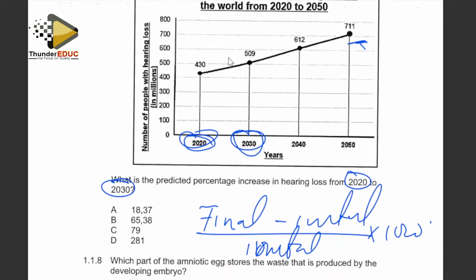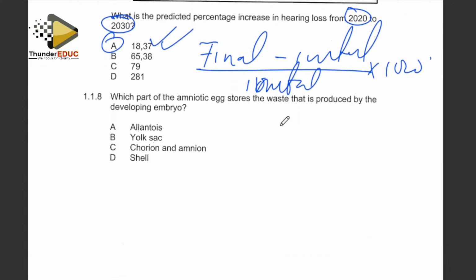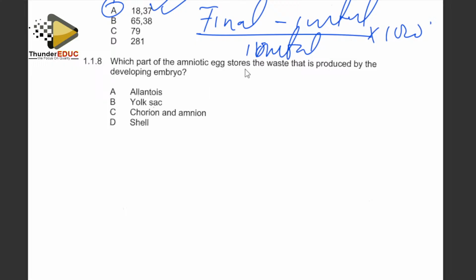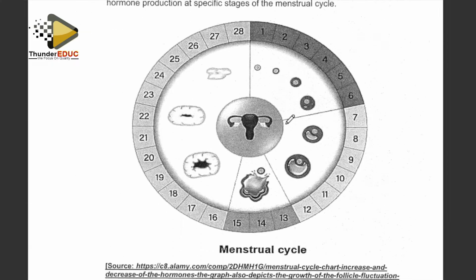So I'm going to say that final, which is 509, minus the initial, which is 430, divided by the initial 430, times 100. When I calculate here on my calculator, it gives me 18.37. So I look for that, which is A. A becomes the most correct answer. We got 1.8. Which part of the amniotic egg stores the waste that is produced by the developing embryo? We say that this one is always the allantois, so 2 marks there. I think, guys, things are still moving well.